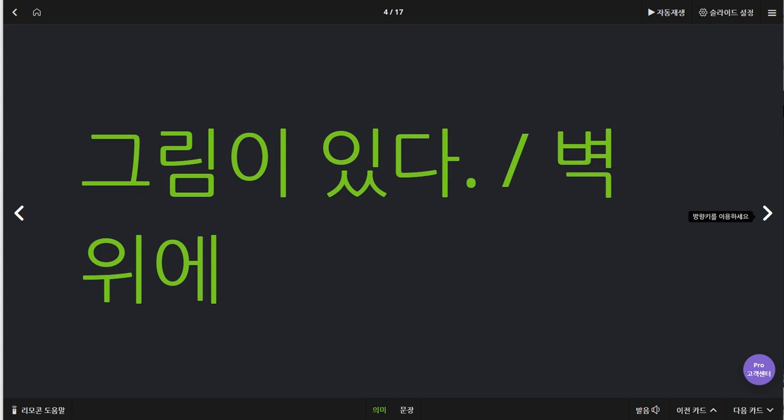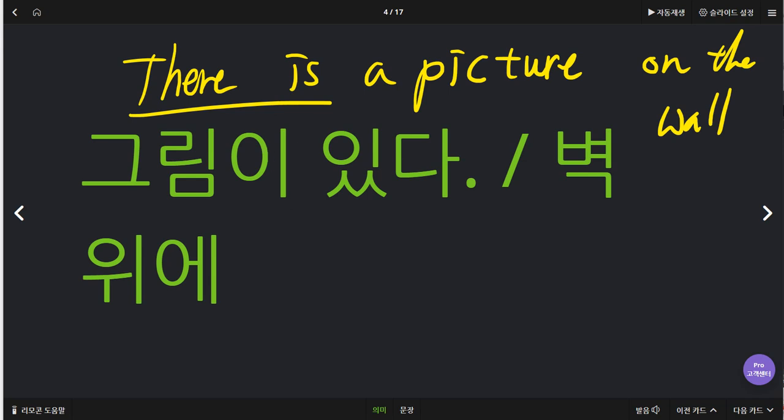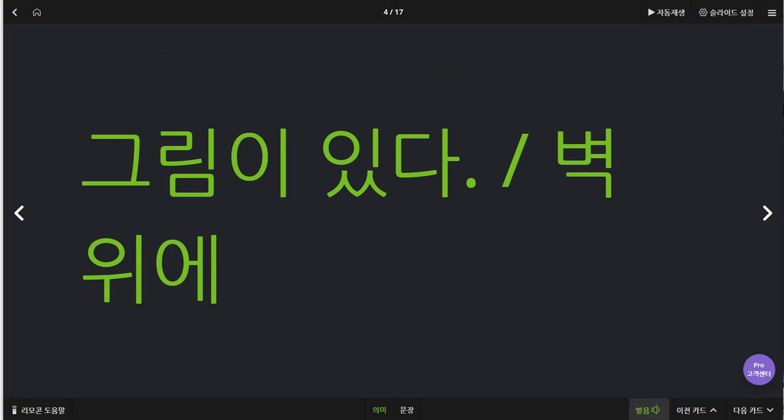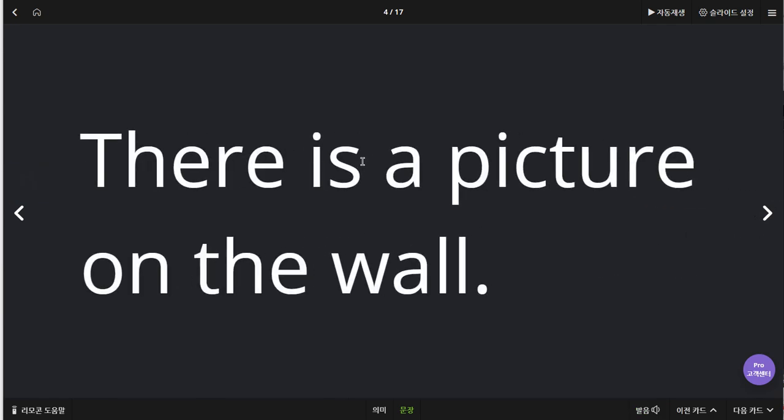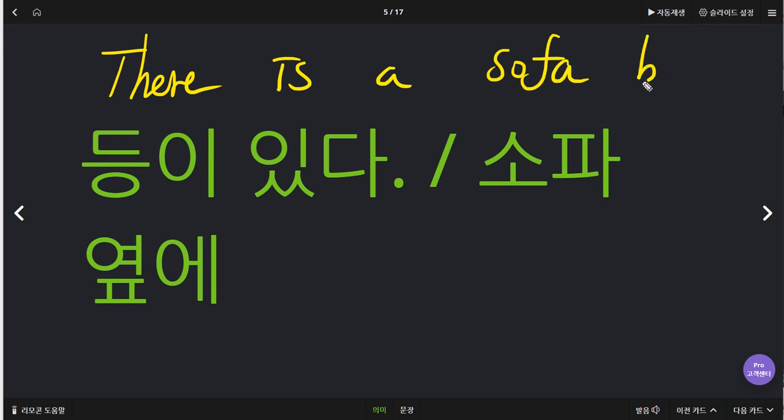Okay, so there is a picture on the wall. There is a picture on the wall. There is a sofa.